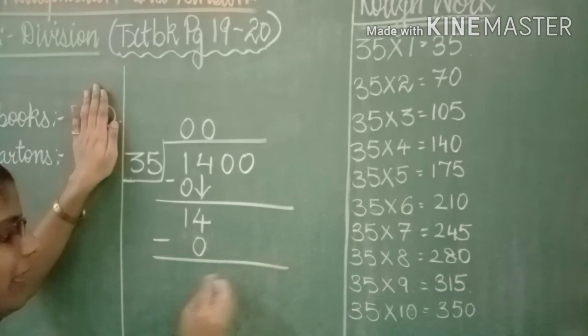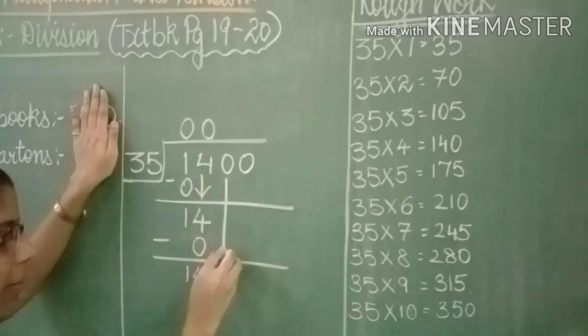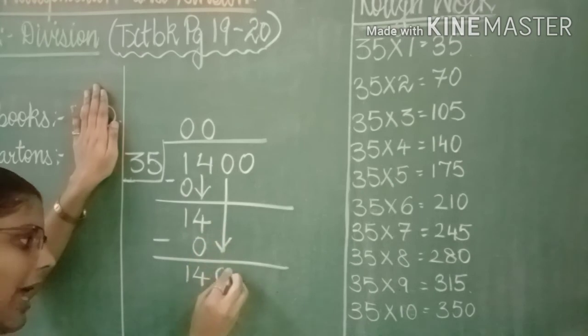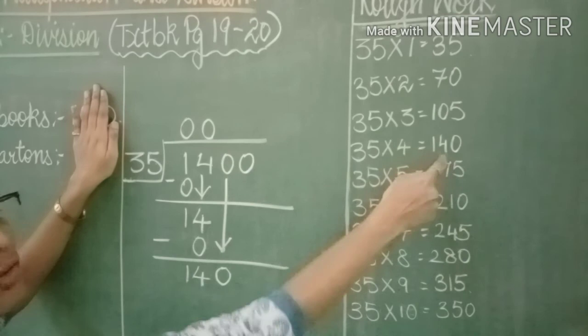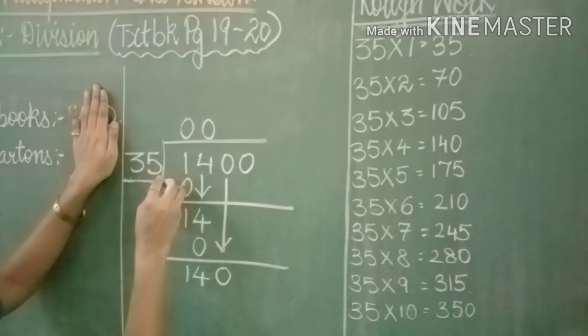What answer will we be getting? Directly 14. We will take the next number, that is 0, with an arrow, and we will write 0 here. Now, in the 35 table we have to find the number 40. As you can see, 35 fours is 140. So what will we be writing?